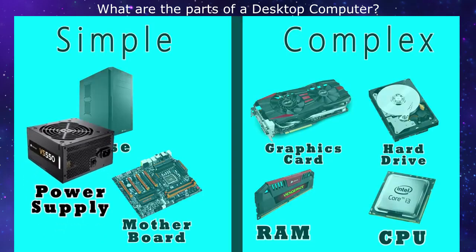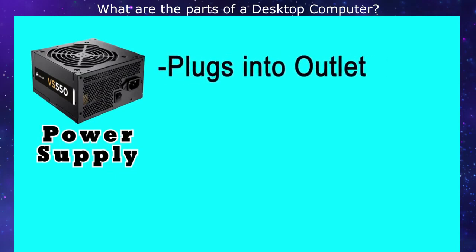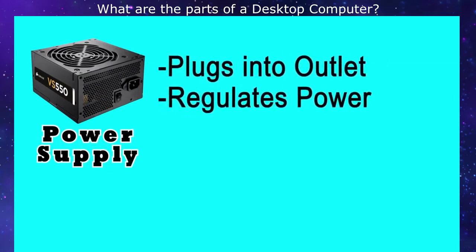Next up, we have the power supply. This part of your computer, almost always located on the bottom, is the part that plugs into the wall and provides all of the other parts with the electricity needed to do their thing. You can think of it as an extremely advanced AC adapter.